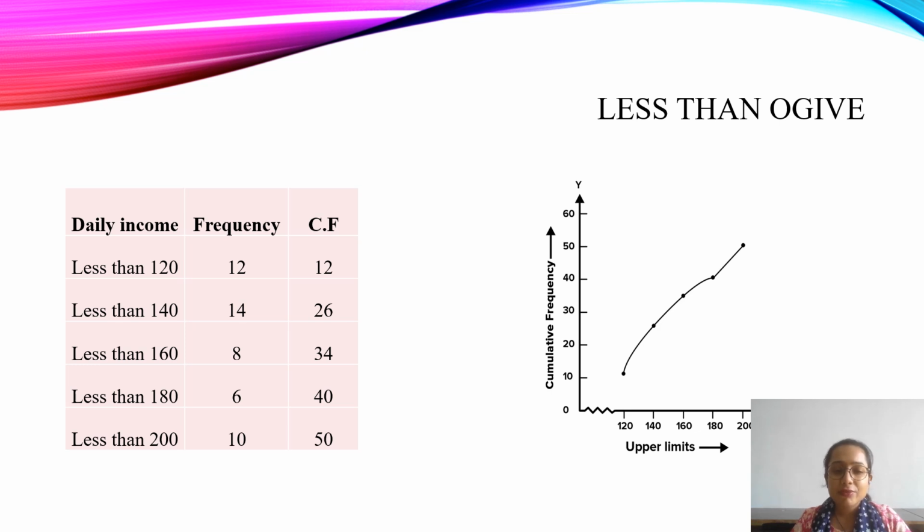Just like this you have to keep adding the frequencies. So you will get your cumulative frequencies one by one, and then you will plot the class intervals on the x-axis and the cumulative frequencies on the y-axis. After that, just plot the points and you will get a rising curve.